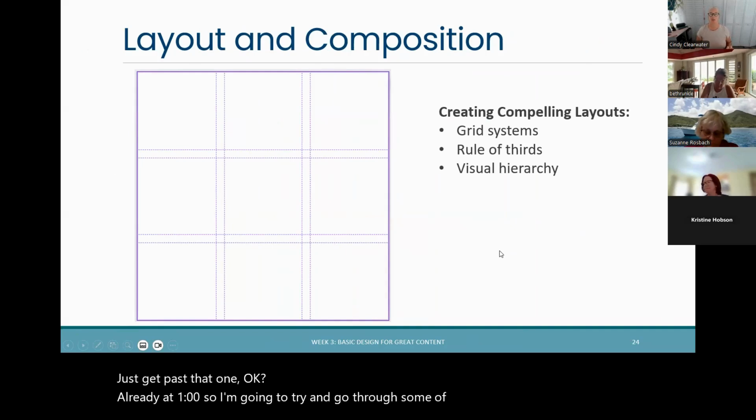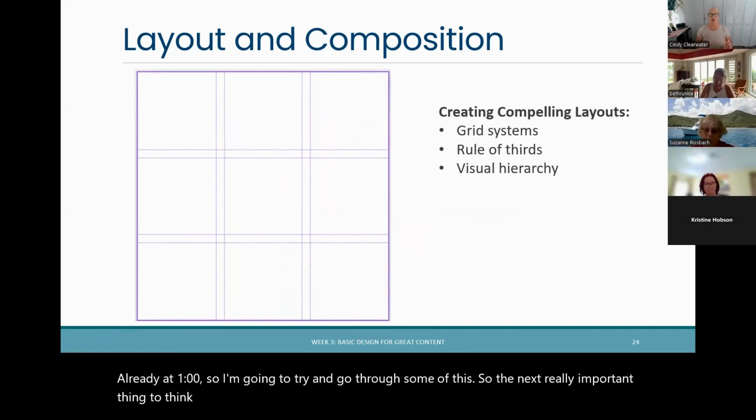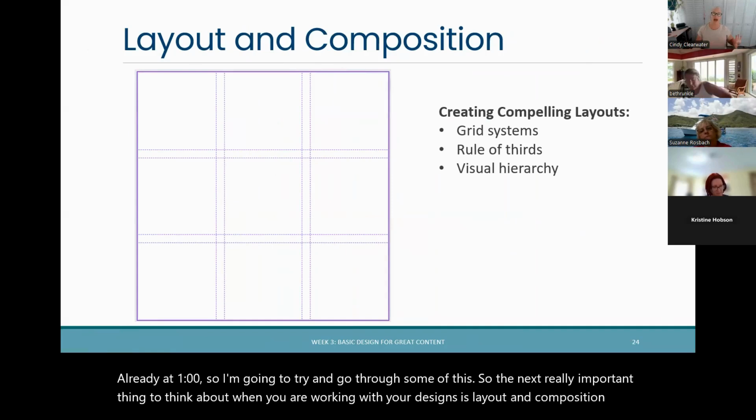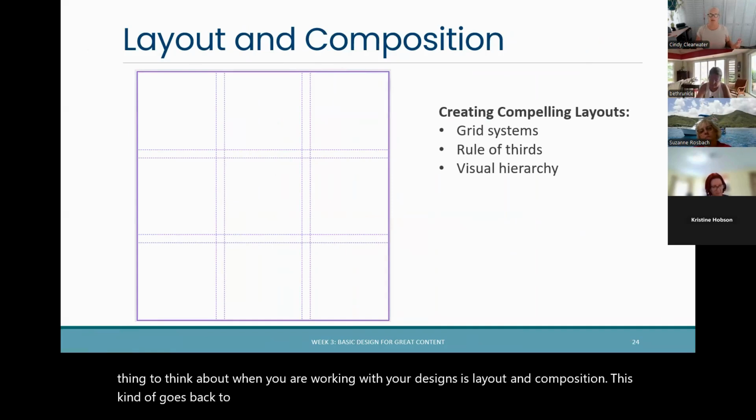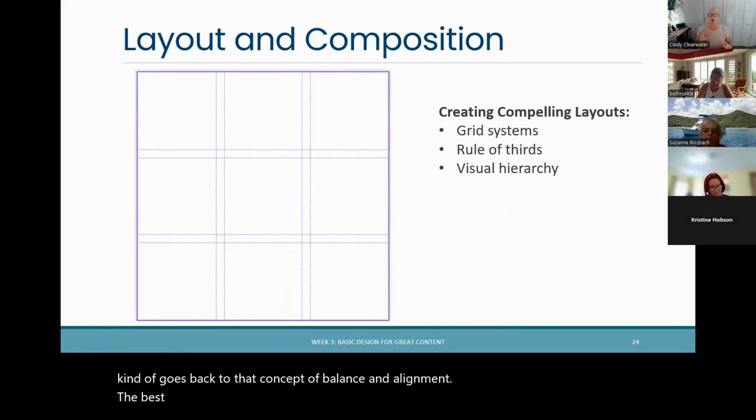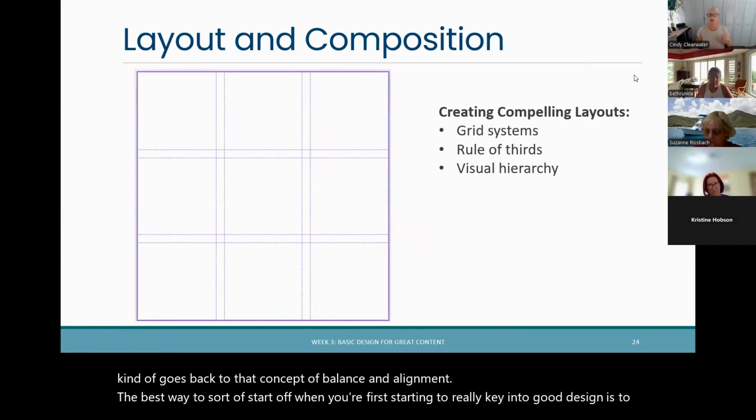So the next really important thing to think about when you are working with your designs is layout and composition. This kind of goes back to that concept of balance and alignment. The best way to sort of start off when you're first starting to really key into good design is to use the grid system. And there's something really cool that's called the rule of thirds.